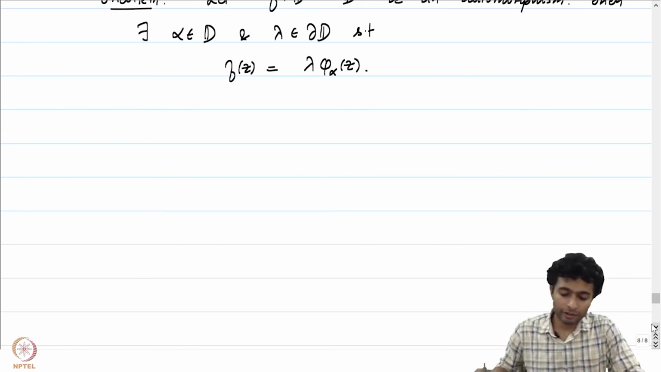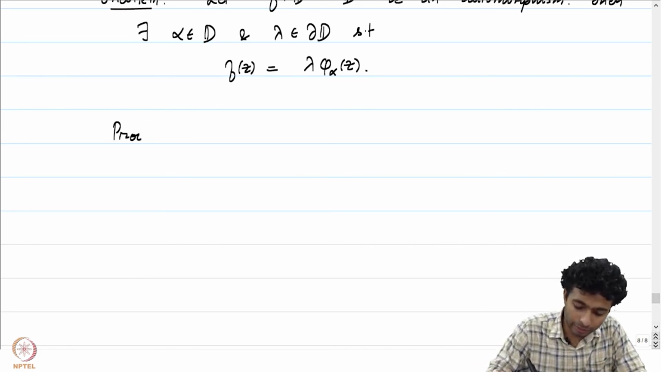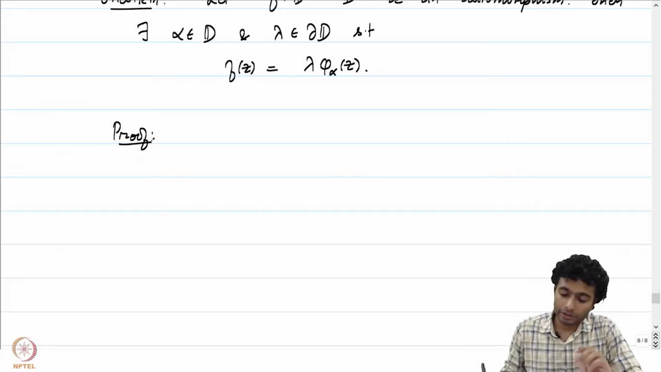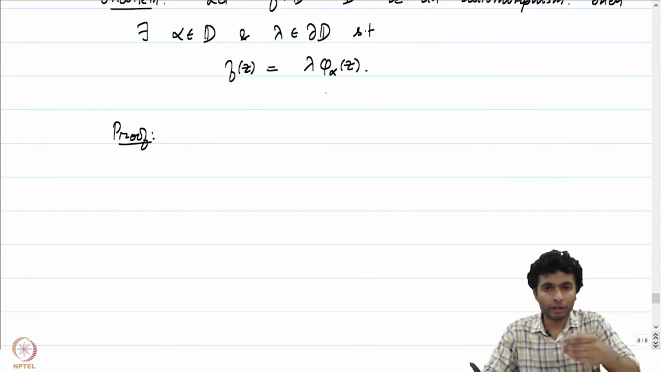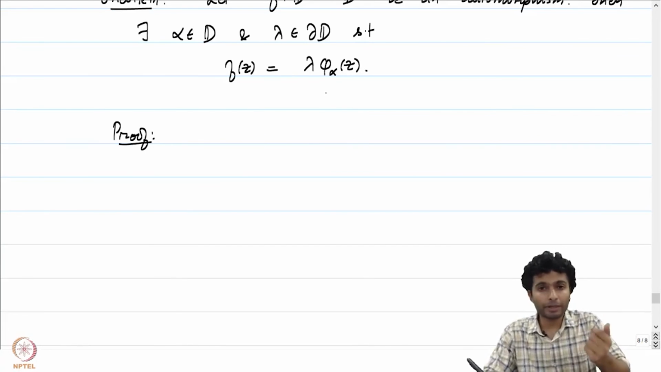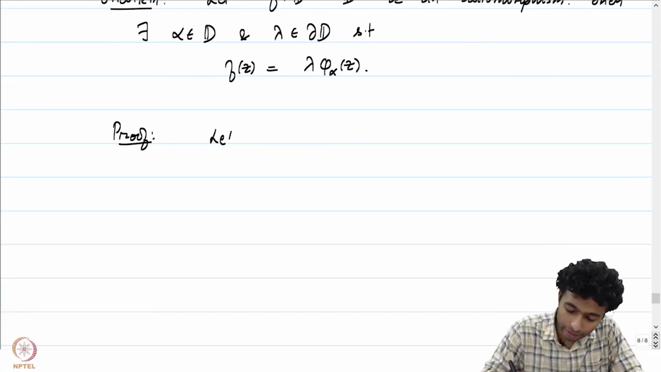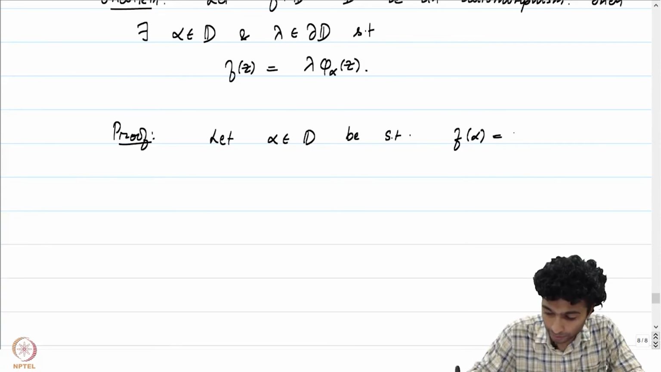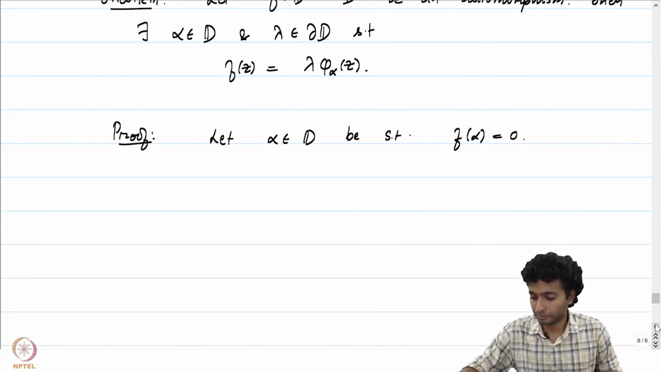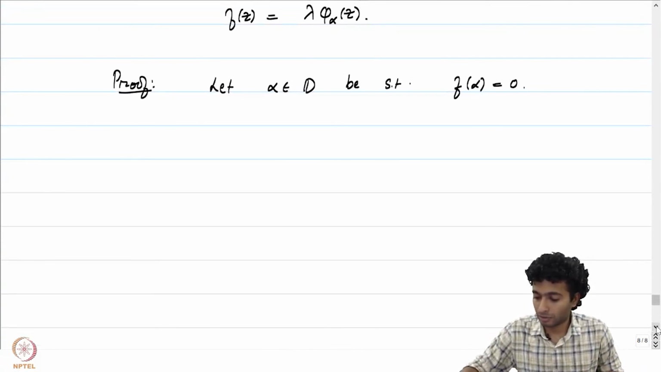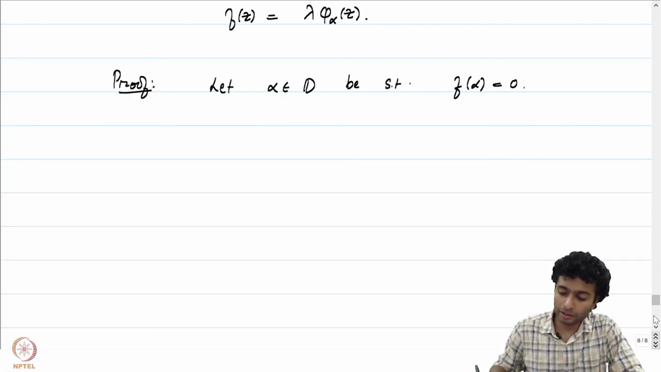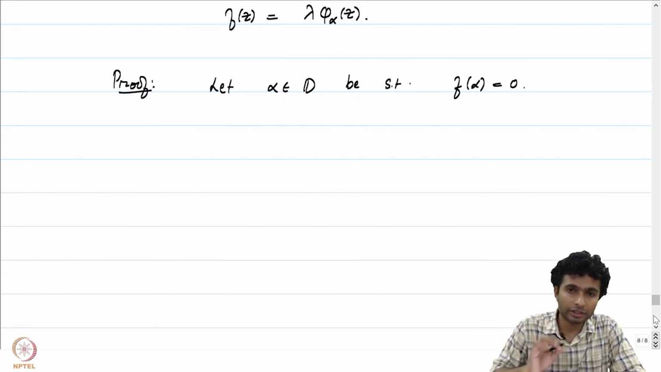We have done all the hard work to prove this result. The proof is now going to be just a few lines. The first thing to notice is that f being an automorphism will have a pre-image of 0. Let α in D be such that f(α) is equal to 0. Remember that f is an automorphism, so in particular, it's going to be injective and there is only one such α.